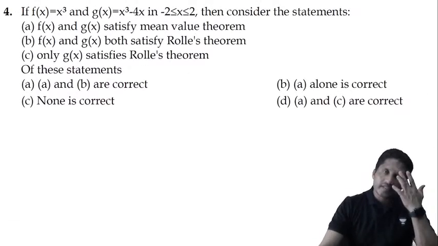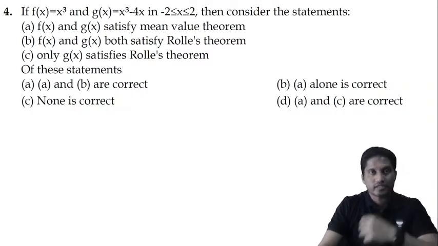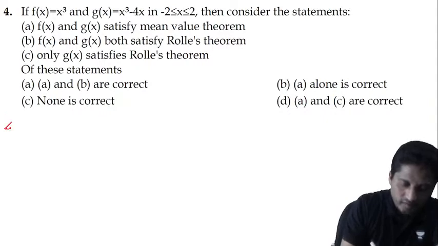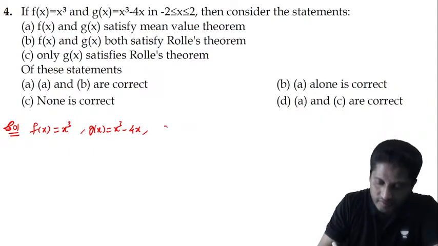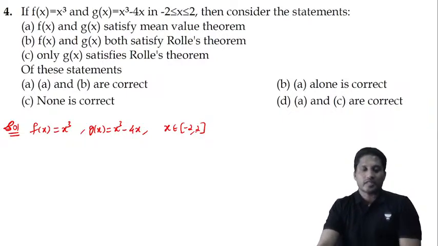f of x is equal to x cube and g of x is equal to x cube minus 4x. Right, x belongs to the closed interval minus 2 comma plus 2. Now you should check which of the following statements are true.